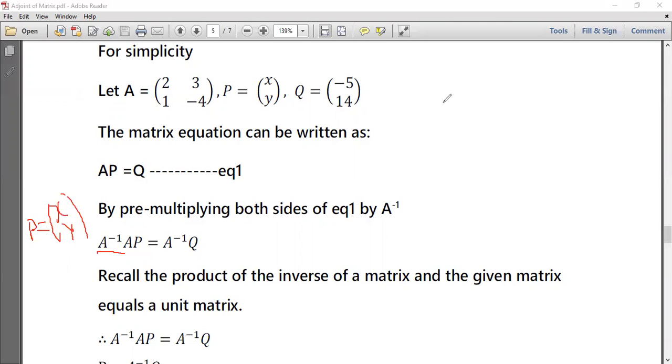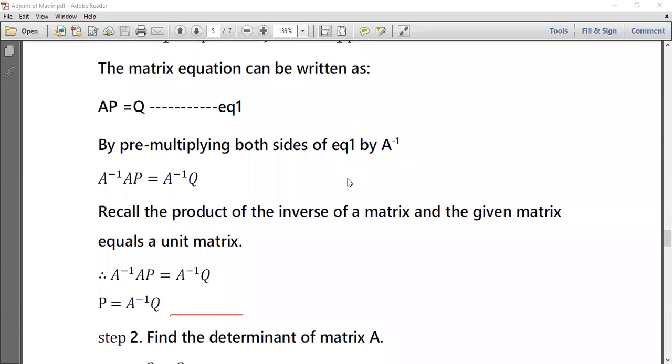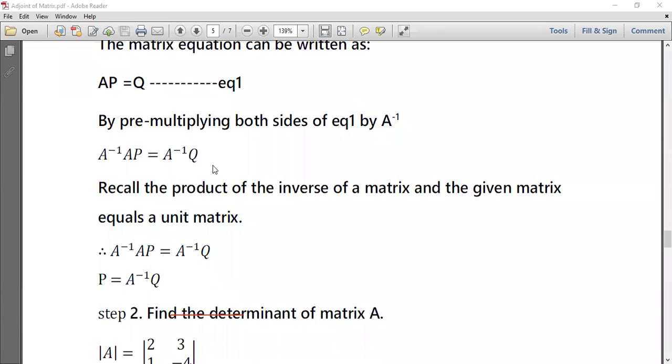So look at it here. Or let's go straight. So that's why I say recall the product of the inverse of a matrix and the given matrix gives what? A unit matrix. So that means the whole of this, at the end of the day, we're just going to get the column matrix XY equals to our result. You get the point?